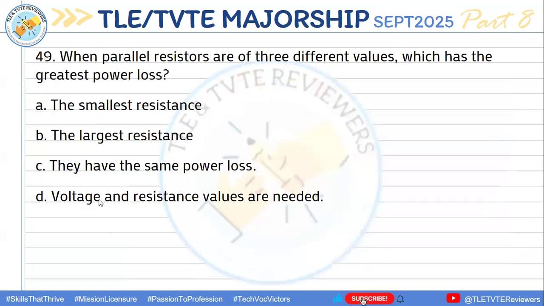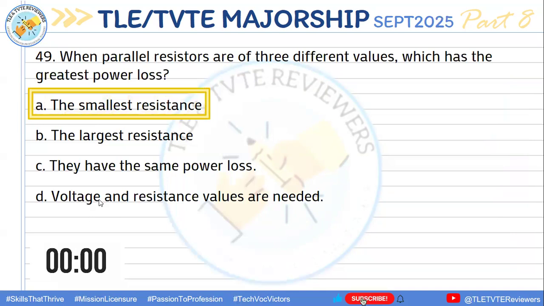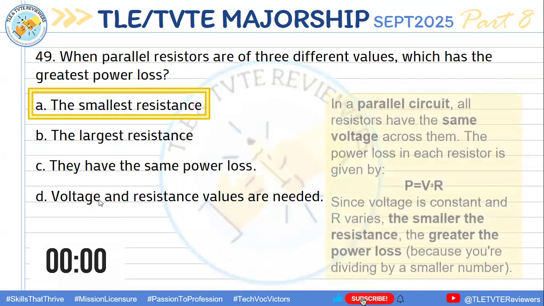Number 49, when parallel resistors are of three different values, which has the greatest power loss? Is it letter A, the smallest resistance, B, the largest resistance, C, they have the same power loss, or letter D, the voltage and resistance values are needed?